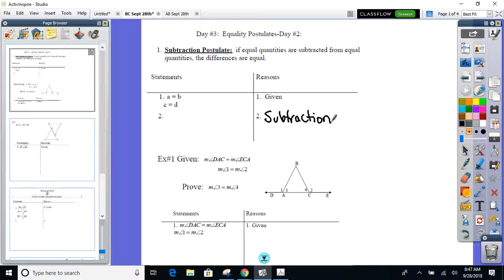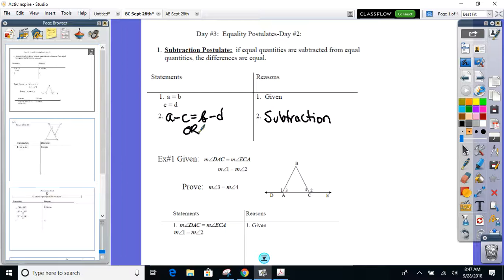That would be true, and I'm going to assume A and B are the bigger segments. Okay, A and B are the bigger segments, so you don't get a negative length here. So what would be true here? Here we go, Paige. A minus C equals B minus D. That is a correct statement by subtraction.